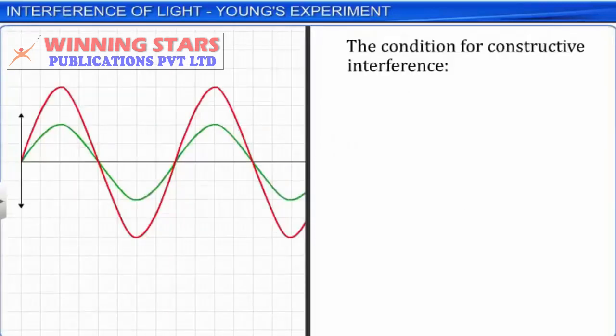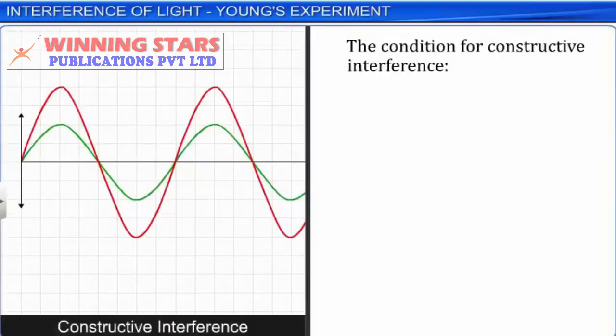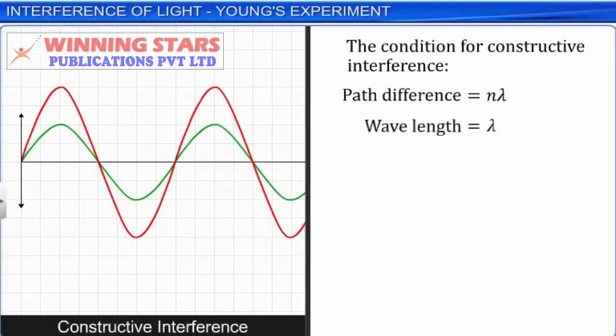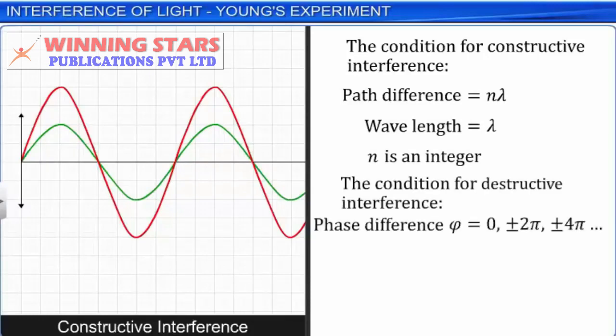You have already learned that for constructive interference, the path difference must be equal to n lambda, where lambda is the wavelength of light used and n is an integer. In terms of the phase difference, phi, the condition for constructive interference is given by phi equal to 0 or plus or minus 2 pi or plus or minus 4 pi and so on.